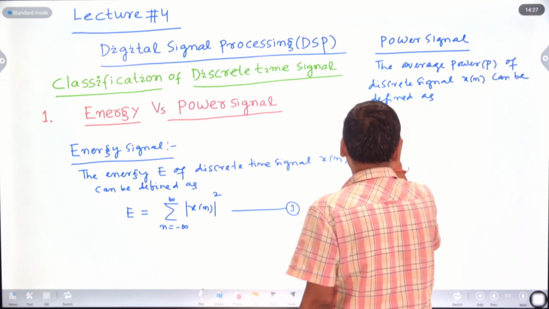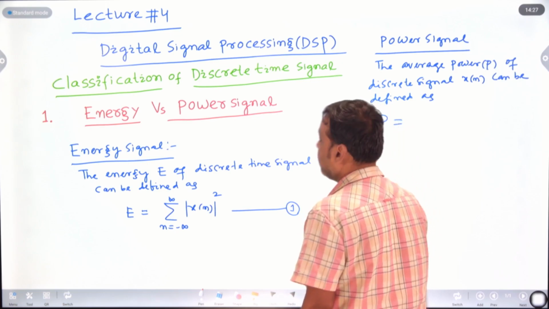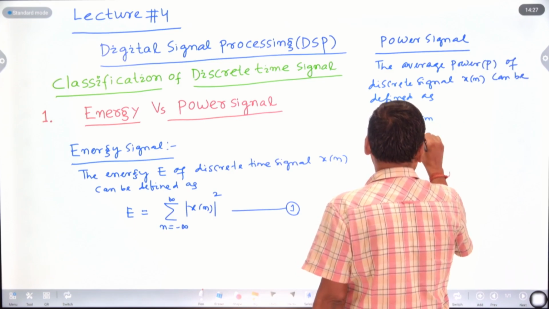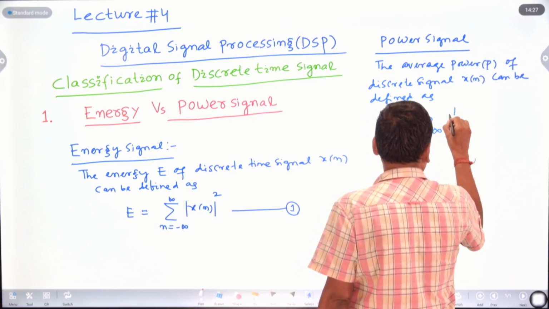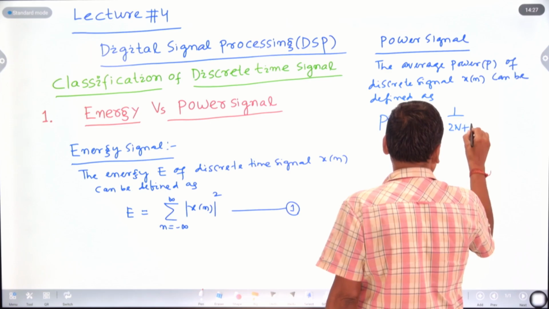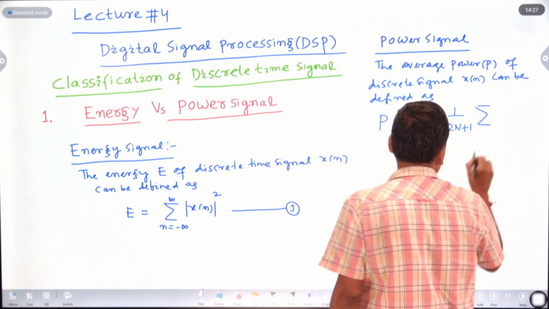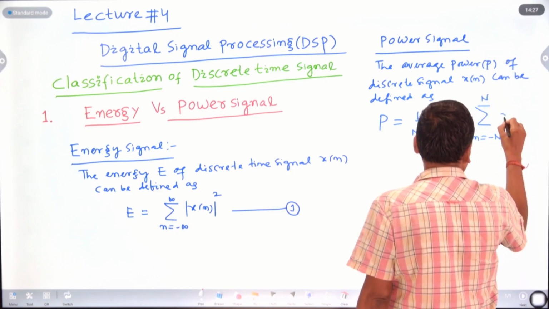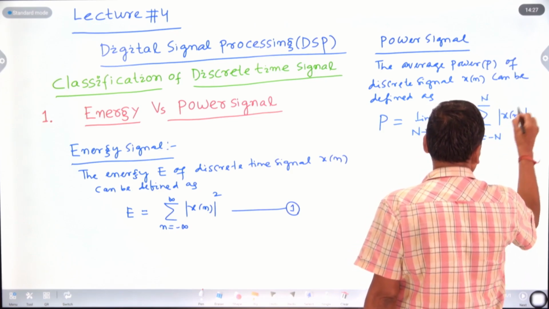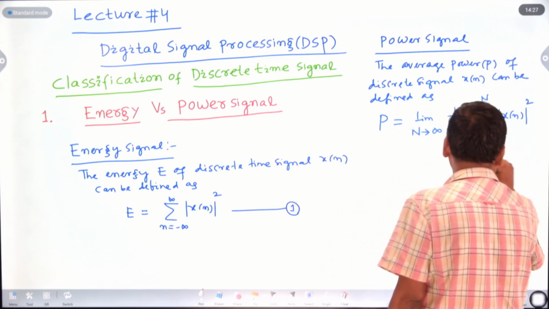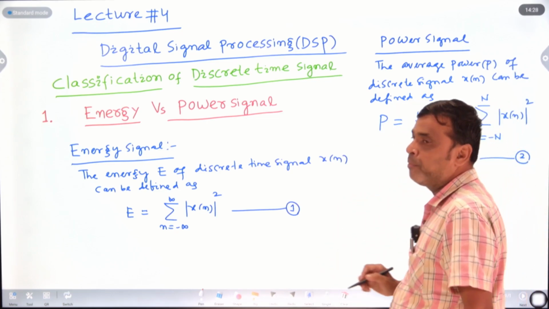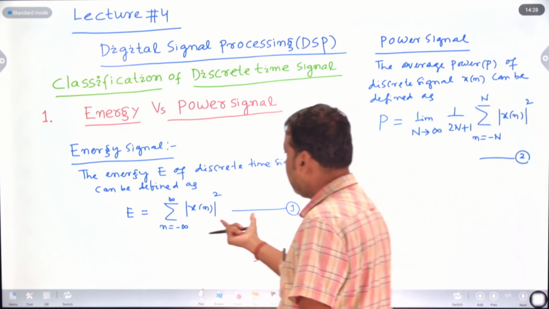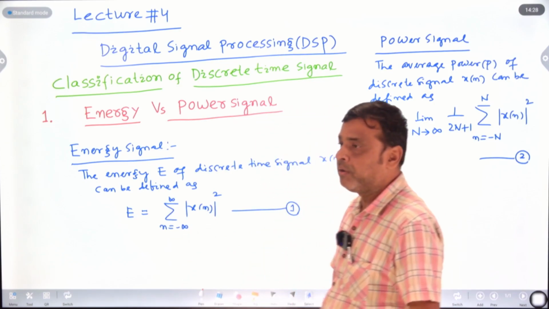The average power P of a discrete-time signal x of n can be defined as P equal to limit n tends to infinity 1 by 2n plus 1 summation n equal to minus n to n of |x of n| squared. It is very important. You have to memorize these two formulas, energy and power. So this is your energy signal, and the limit is minus infinity to infinity.